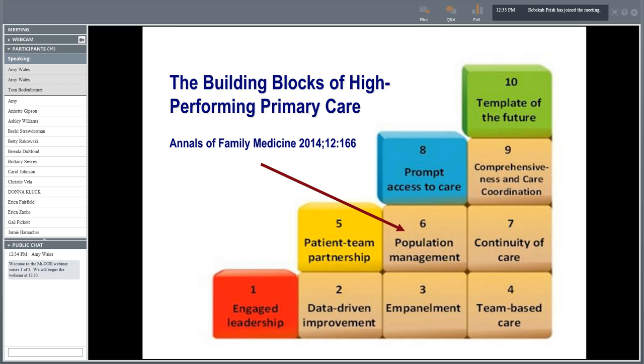But the building block that we are going to talk about today is population management. So first I want to give a general overview of how we view population management, and then we're going to take a deeper dive into the part of population management that is care for patients with complex health care needs.